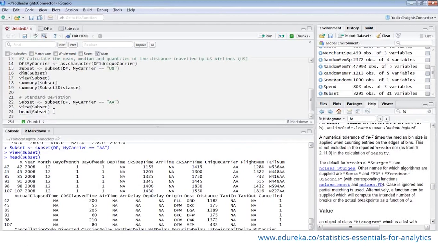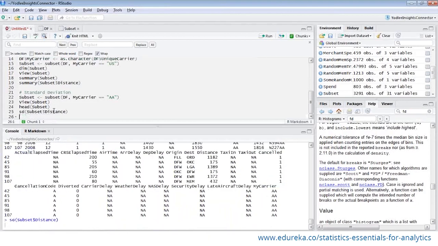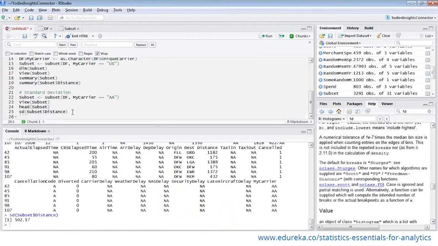So the basic idea is whether American Airlines is always traveling a particular distance or range, or whether it has flights which go from some minimum small distance to even a large distance, right? So the command is a subset of this distance. Okay, so it will give you the standard deviation.